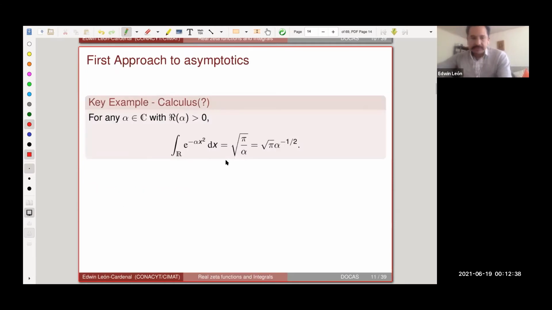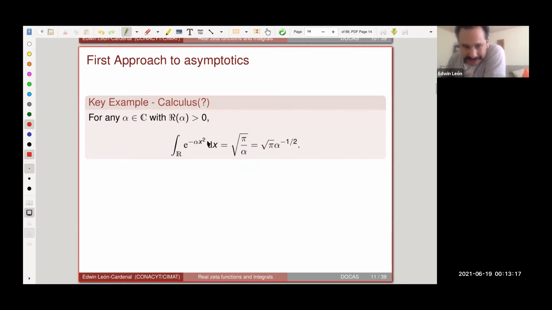So the first example is a very well-known example from calculus. I don't know, but surely in analysis, maybe in the classes that you teach, you have to show this formula or something similar to this. So when we have an integral of the exponential function e to the minus alpha x squared, this is equal to the square root of pi over alpha. Okay.